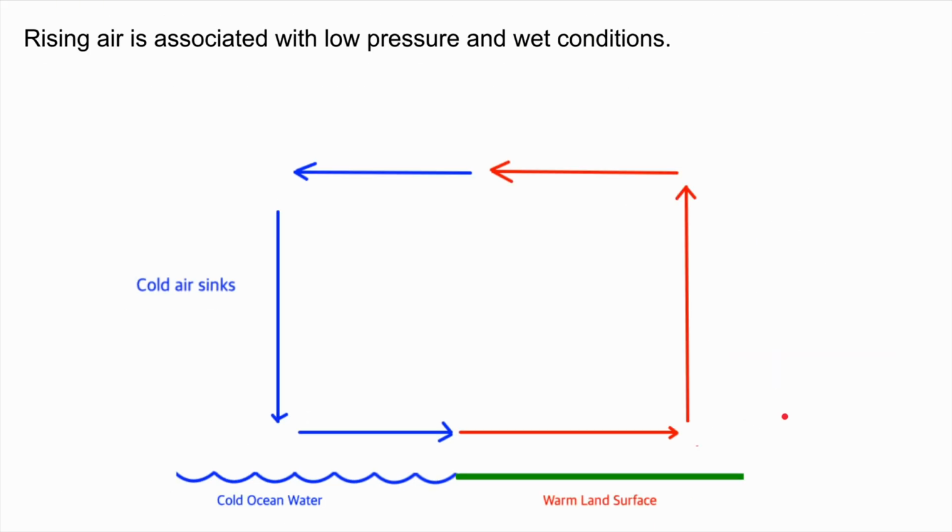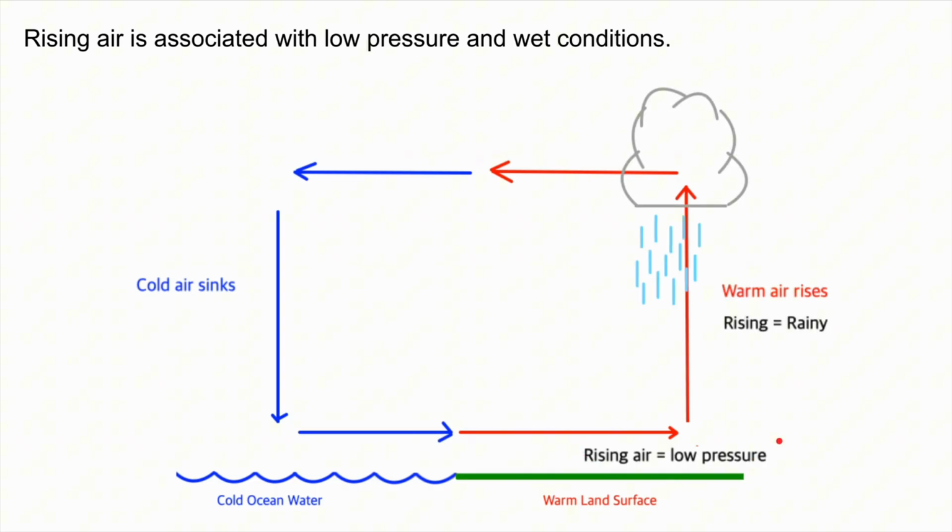Now, rising air is associated, and this is a really important idea for APES, it comes up a lot, and that is that rising air is associated with low pressure and wet conditions. So basically, think about this. Convection is taking air molecules that were here and moving them out of here and up. Well, if I take air molecules out of your tire, what happens to the pressure of the tire? It goes down. So we would expect, therefore, to have low pressure here. So warm air rises and we end up getting low pressure. So you should associate rising air with low pressure because as I move air upwards, I have less air behind, so the pressure is lower.